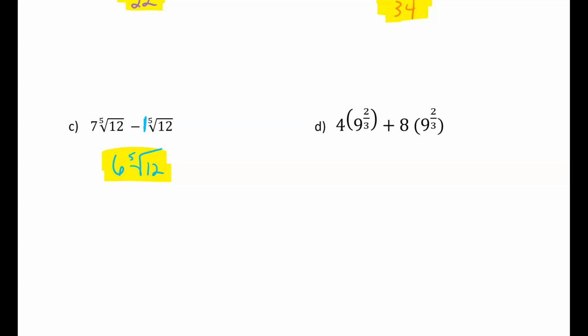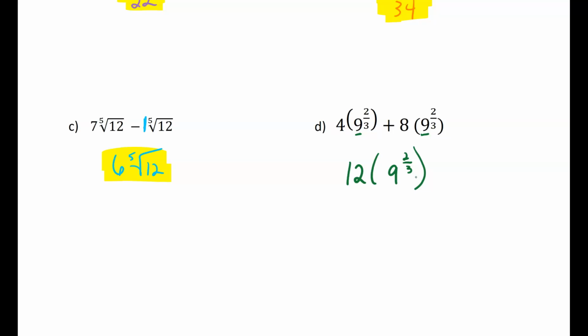Okay, what changed in D? It's in rational exponent form, not radical form, but is it the same thing? Yes. Okay, I still have in both cases a base of 9, and the exponent on both of those bases is the same. So are those considered to be like terms? Yes. All right, so we do 4 plus 8 is 12.